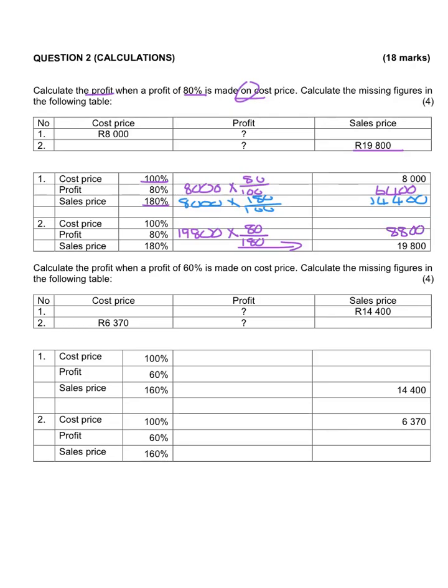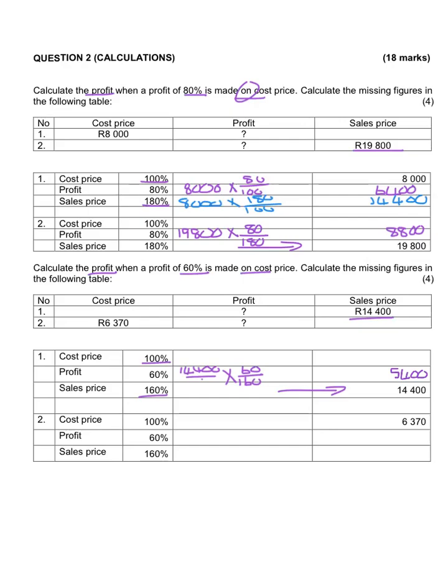Calculate the profit when a profit of 60% is made on cost price. So in this case, the cost price is 100, sales price 160. The amount given is the sales price that equals 160%. I have to calculate the profit, so 14,400 times the percentage that I want, 60, divided by the percentage that's known, 160. And that will give us 5,400 Rand profit.